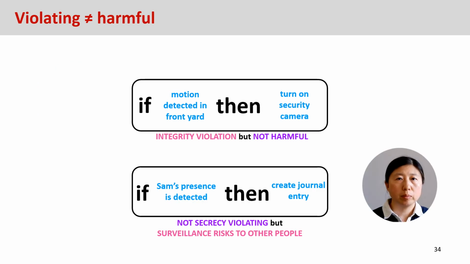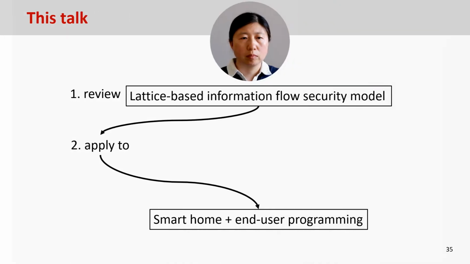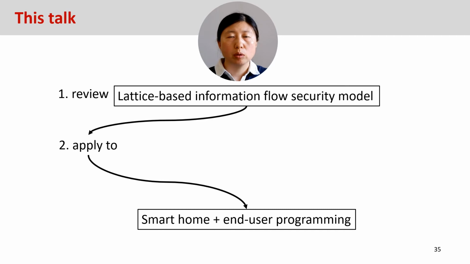Actually, the users themselves intend to have this monitoring rule. Here's another example. It says, if Sam's presence is detected, then create journal entry. Because the journal entry is private, there isn't a secrecy violation. But this can cause Sam to be monitored by whoever owns the journal and the monitoring device itself. After we dig a little bit deeper, we realize that there is a gap between the model and the application. Next, we want to figure out what the gaps are.